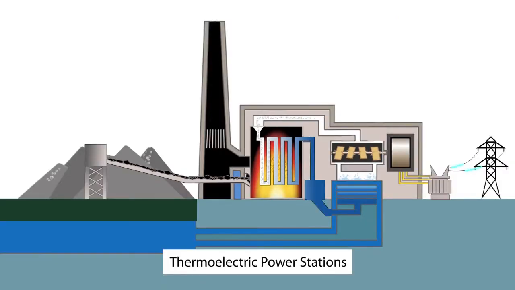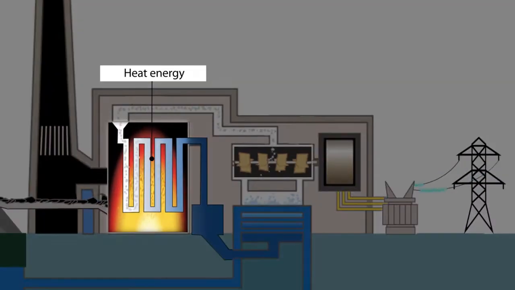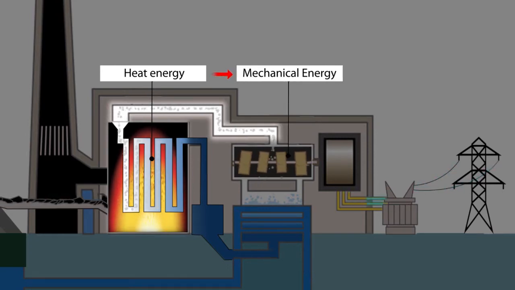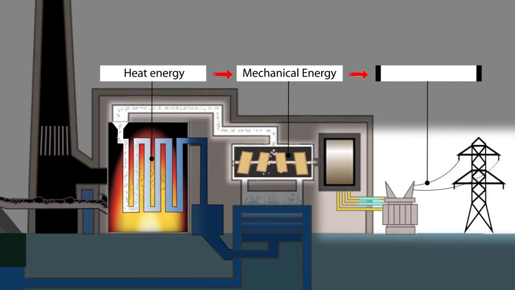In thermoelectric power stations, the heat energy from burning coal is used to raise steam. The steam rotates the turbines and generates electricity. Thus, heat energy gets converted into electric energy, which is an example of conversion of heat energy to another form.